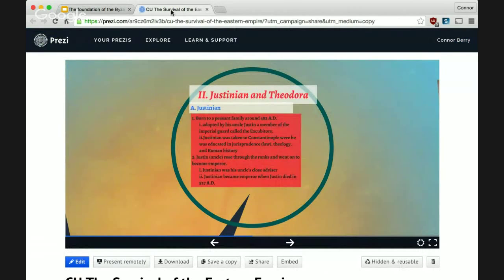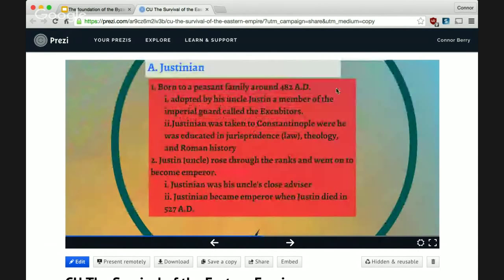Justinian and Theodora both came from lower levels of society and rose up, and Justinian is remembered as one of the greatest emperors of the Byzantine Empire. So Justinian, as you can see here, was born to a peasant family in 482 AD. He was adopted by his uncle Justin, who was a member of the Imperial Guard. As Justinian gets taken in, he starts to get educated and become more high society, you could say, and Justin rose through the ranks of the Imperial Guard until he became emperor.